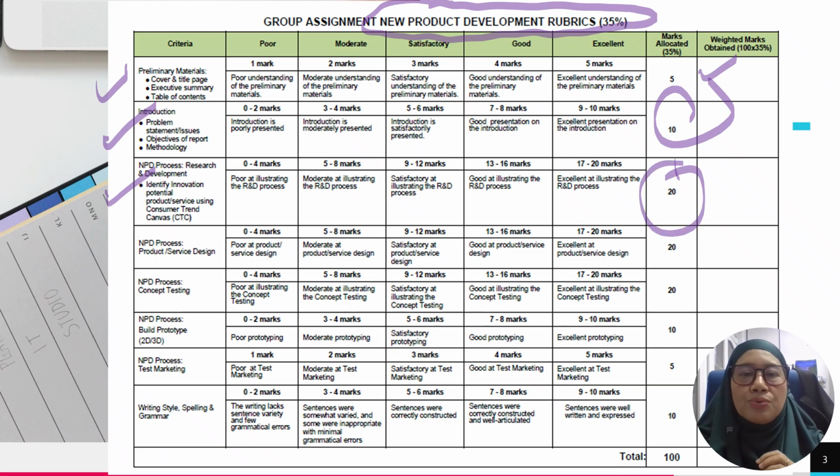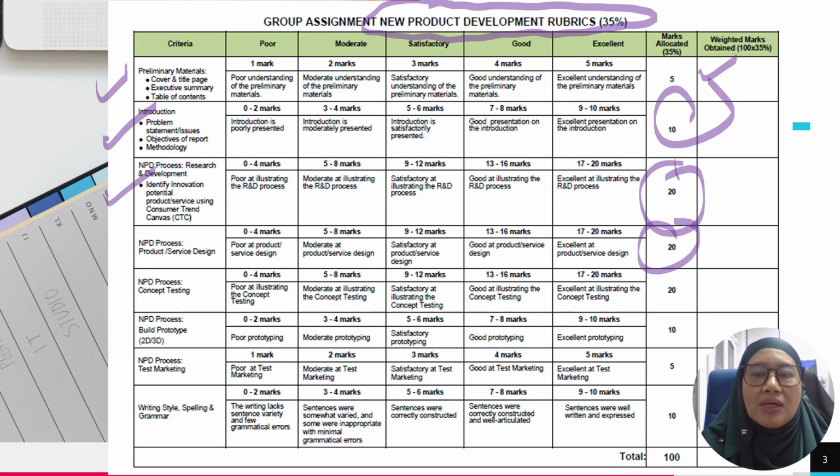Here you identify your innovation potentials. We use tools like the consumer trend canvas. With this one you can go deeper into understanding market gaps and customer needs. Then number 2 is product or service design. This one is 20 marks. Present your design concept clearly. Use visuals, diagrams, or sketches. It's possible to show your product structure or service flow.